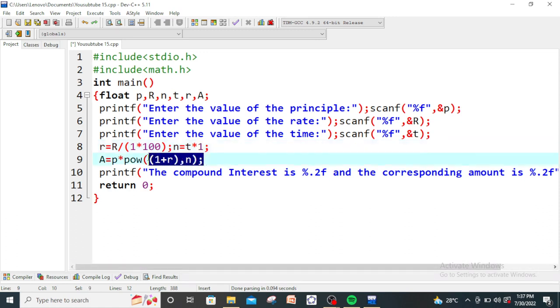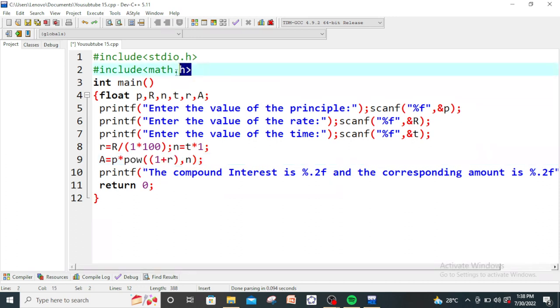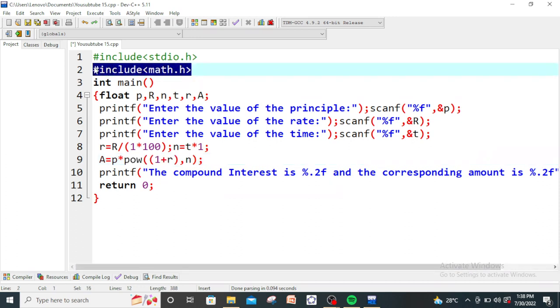thereafter in the next line you see the formula for compound interest. You know the amount equals to P, the principal, into 1 plus r to the power n. Here you see this stands for 1 plus r to the power n. I have not written r by 100 because r is already in decimal, and this is the function for which I have used this additional header file math.h.